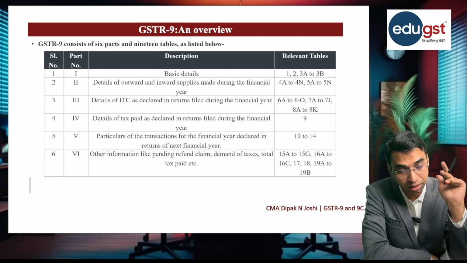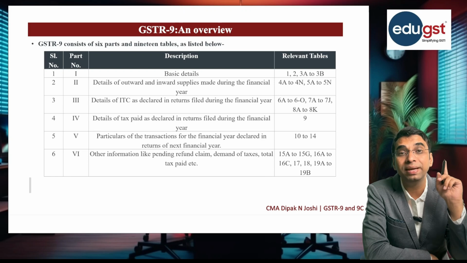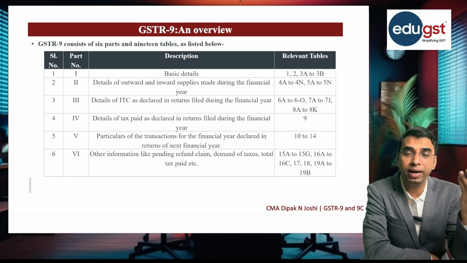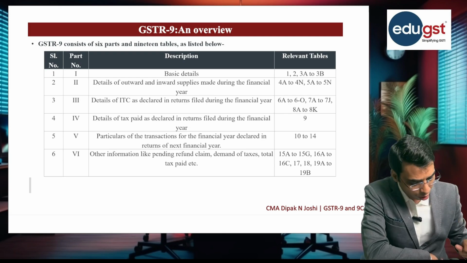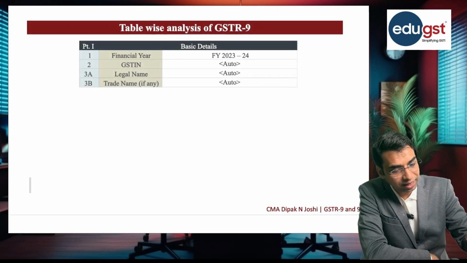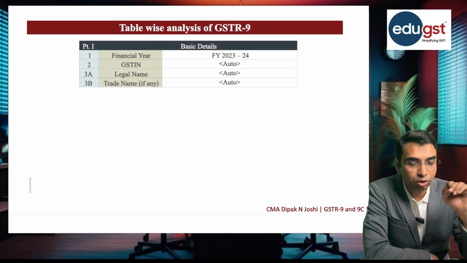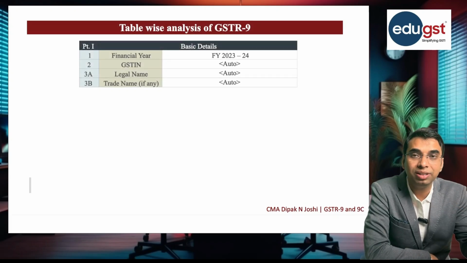Part 1 is about basic details, where we are providing basic details like GSTIN number, financial year, trade name, and legal name. All these 4 details are auto-populated, so you need not report these things manually. These are auto-populated on the GST portal.